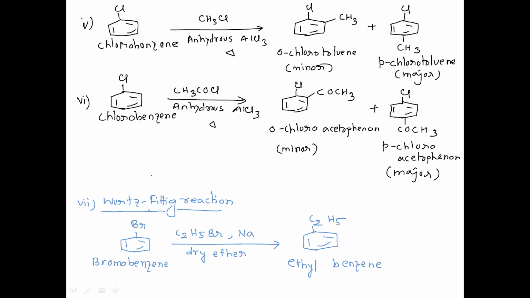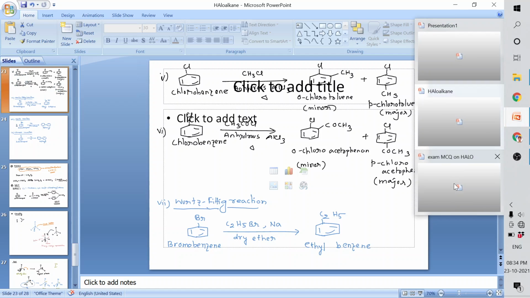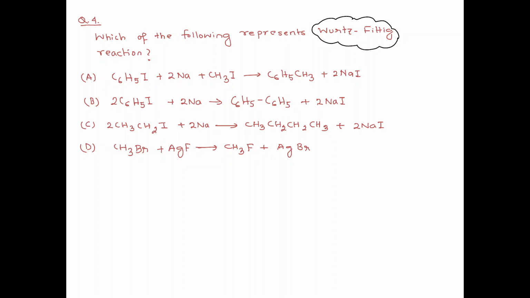And what about Wurtz-Fittig reaction? Now that is essentially your Wurtz-Fittig reaction. In Wurtz-Fittig reaction, you see this is the haloarene and this is the haloalkane, but they are different, correct? In Wurtz, the two haloalkanes or haloarenes are the same, but in Wurtz-Fittig, these halides are different. So please go through the class notes, and then only you can get the correct answer for all these MCQs.